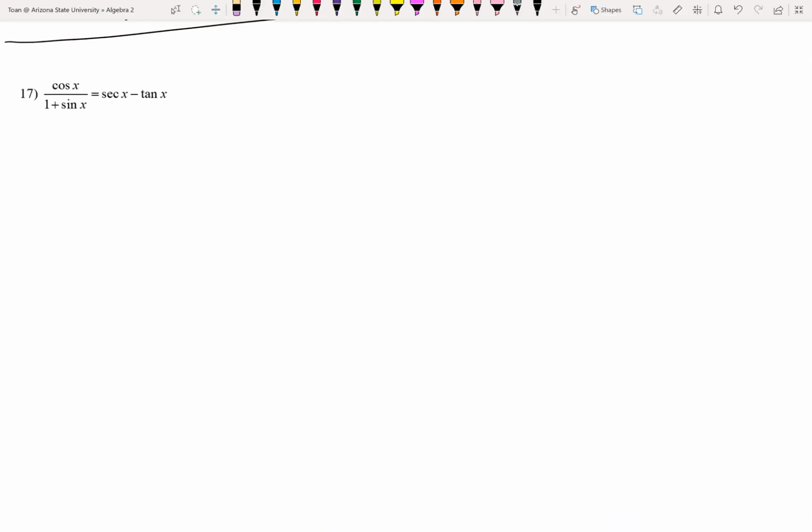I don't know. The left-hand side has a fraction. I guess that's, quote, more complicated. So we can start with the left-hand side. But you know what? It doesn't look like there's much we can do. There's no squares, so I can't use Pythagorean identity. They're already converted to sines and cosines, so it's already as simplified as possible.